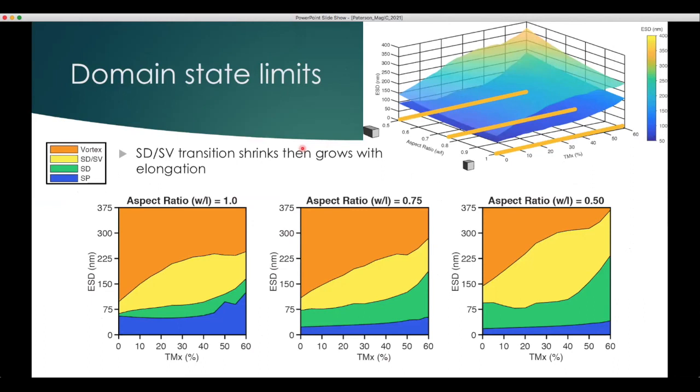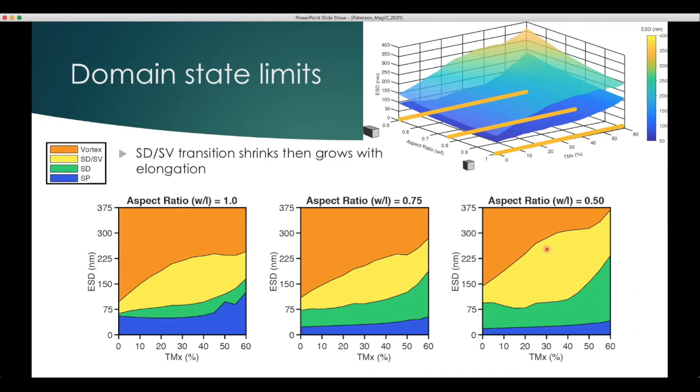If we take a few slices of this, this becomes a little bit clearer. Here we're looking at three different aspect ratios and how the transition zone changes with composition. For equidimensional grains, we have this bulge around intermediate compositions. As we go to a slight elongation, an aspect ratio of 0.75, the transition zone pinches just a little bit. But as we go to even shorter aspect ratios, so higher elongations, we find that the transition zone broadens out further.